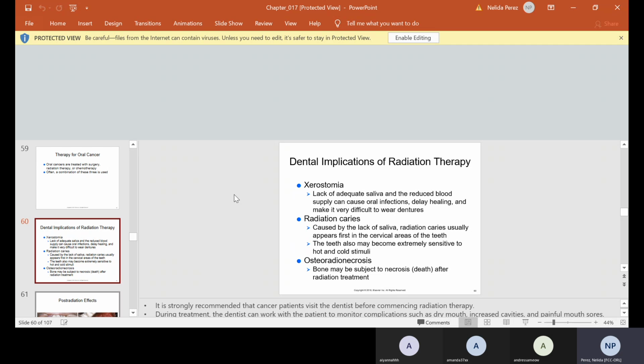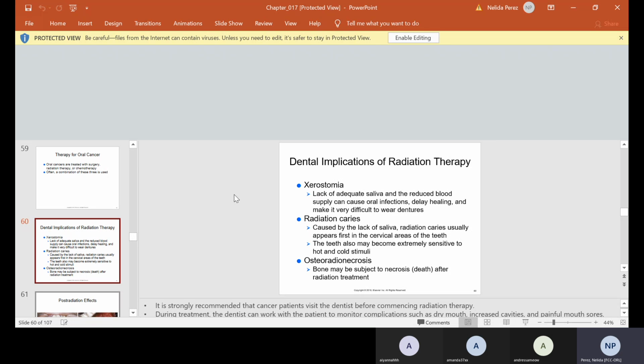Dental implications of radiation therapy. Xerostomia. So I mentioned this to you before. This is dry mouth. Lack of adequate saliva and the reduced blood supply can cause oral infections, delaying healing, and make it very difficult to wear dentures. Radiation caries caused by the lack of saliva. Radiation caries usually appear first in the cervical areas of the teeth, and the teeth also may become extremely sensitive to hot and cold stimuli.